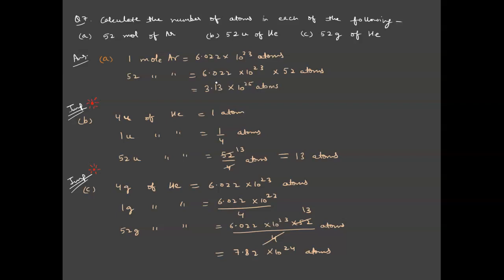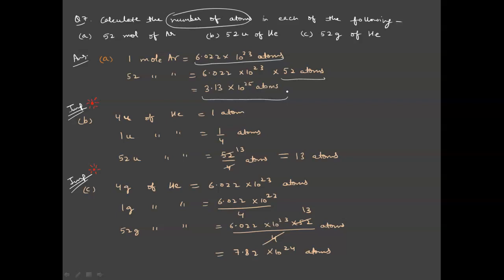So what we know, the number of atoms should be on the right. 1 mole of argon equals the Avogadro number, 6.022 into 10 to the power 23 atoms. So 52 mole equals this number into 52. That comes out to be 3.13 into 10 to the power 25 atoms. So this is the unitary method.